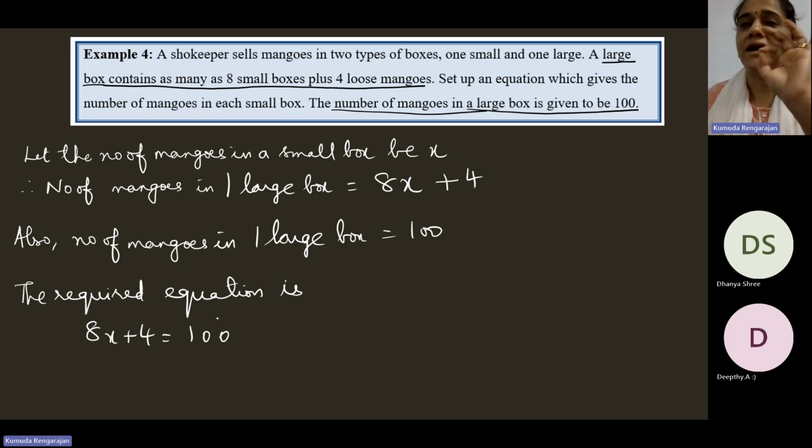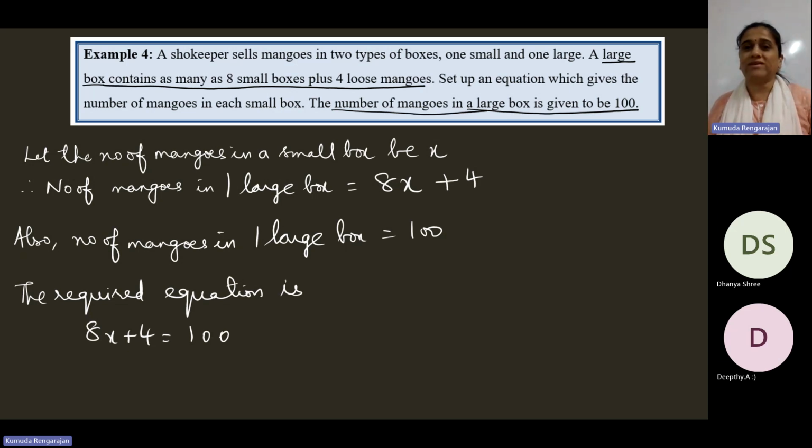There are 100 mangoes in one large box. Now, when you open the large box and look inside, what do you find? You find 8 small boxes. And in those 8 small boxes, you will find mangoes. There'll be an equal number of mangoes in all the small boxes.